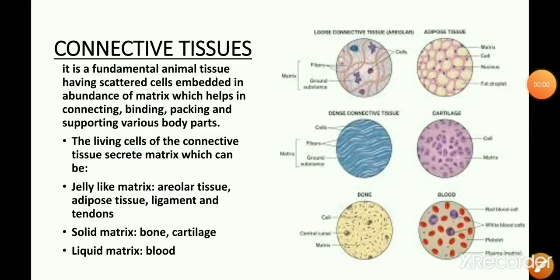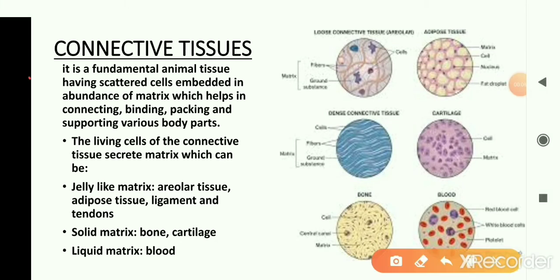The next animal tissue is the connective tissue. Connective tissue is a fundamental animal tissue having scattered cells which are embedded in the matrix. Okay, there is a huge amount of matrix or intercellular material present between the cells, and these connective tissues help in binding, connecting, packing, and supporting various body parts.